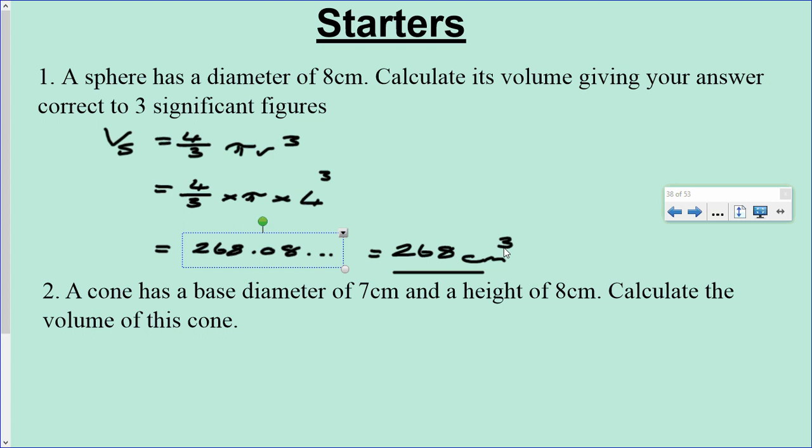Now we have to be careful here because when I've been looking through your questions, they've been great, to be honest. Your actual layouts have been fab, but we're forgetting to put in the units, or we're putting in centimeters and not putting in the cubed. We'll lose marks for that in the exam, so we need to be careful as we go through.